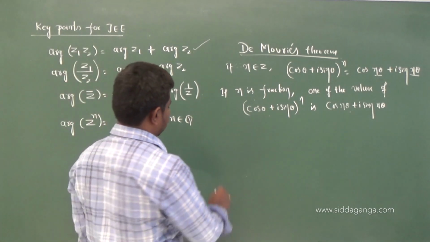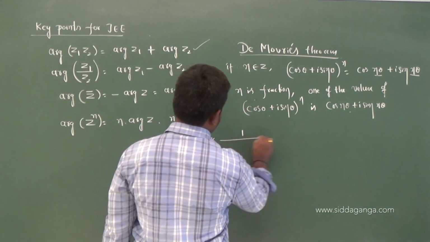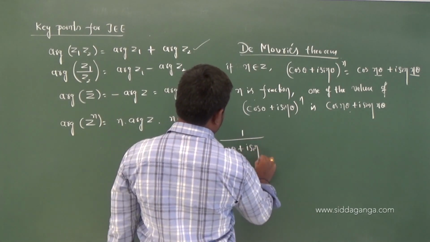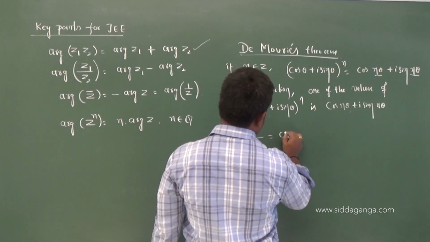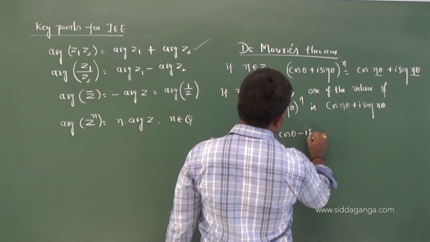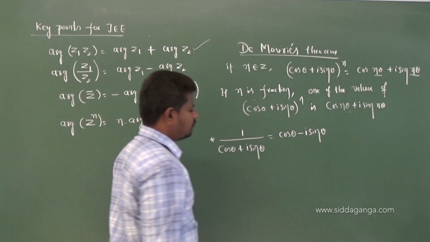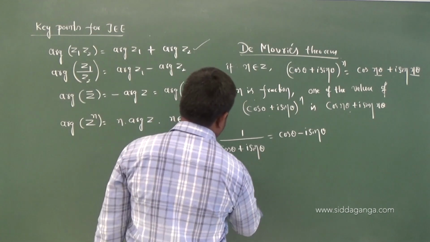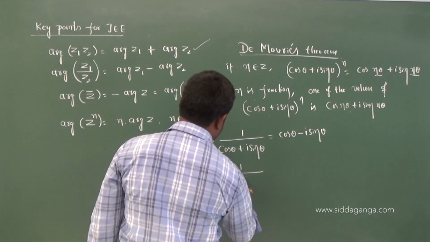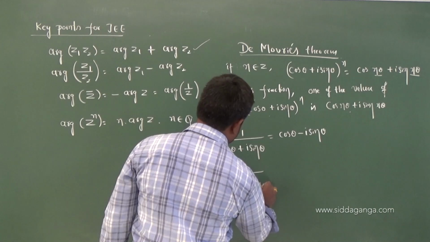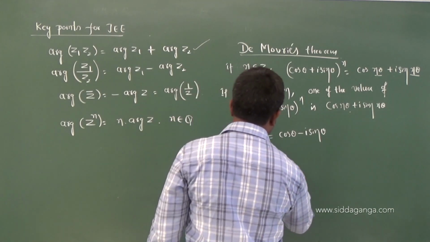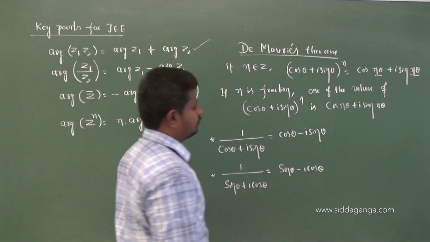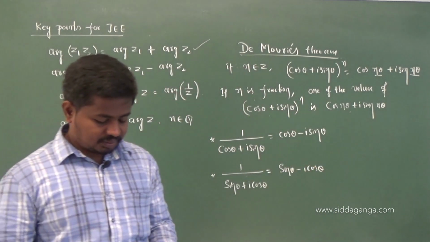And some more results we have. One is 1 by cis theta. Cis theta means cos theta plus i sin theta, and 1 by cis theta is always equal to cos theta minus i sin theta. It's the most important result. Or 1 by (sin theta plus i cos theta) becomes sin theta minus i cos theta. These are also important results.